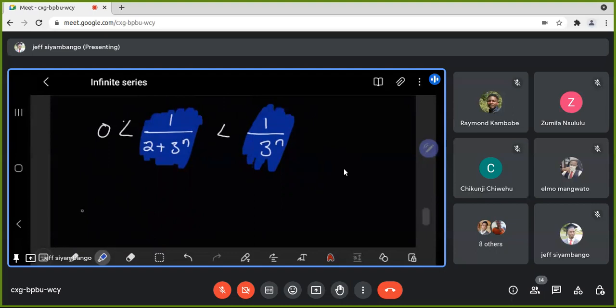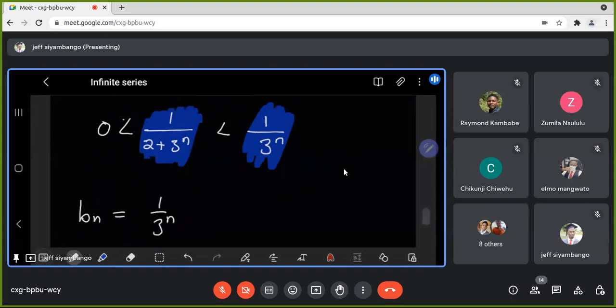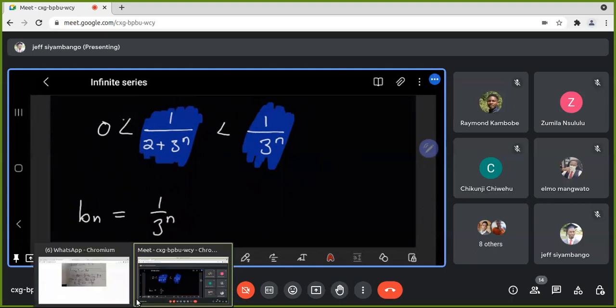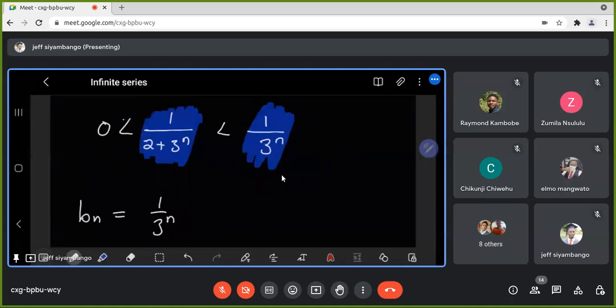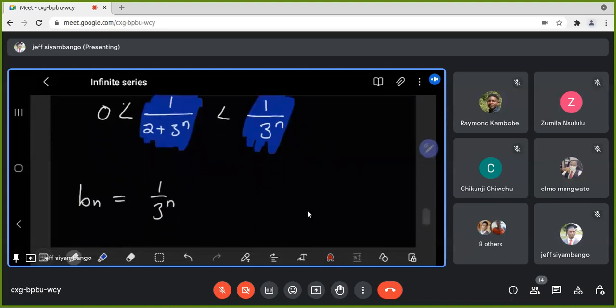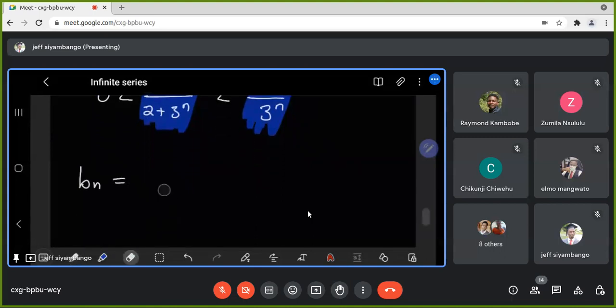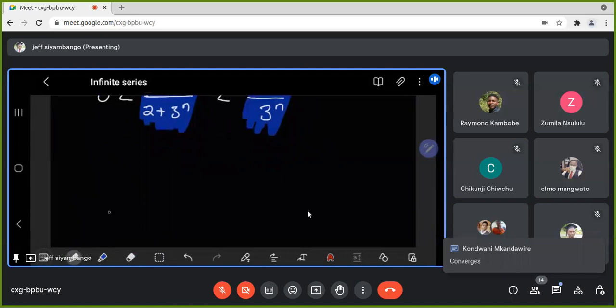So let's look at our Bn. Bn is 1 over 3 to the power n. Does this diverge or converge? What do you guys think? So if you look at this one, let me not write it like this. That is what Bn is, yes.